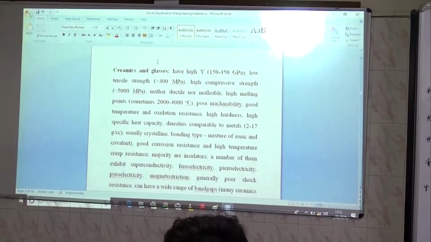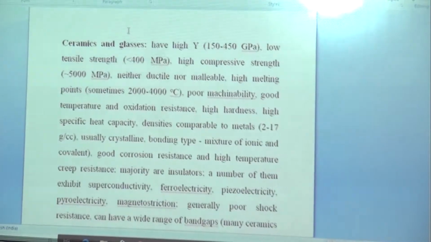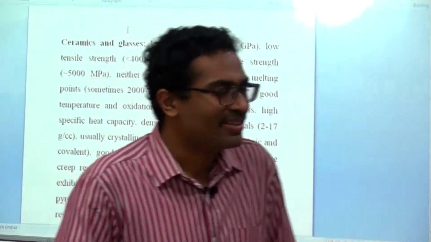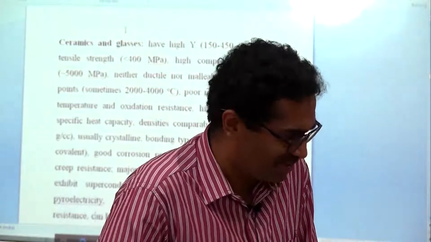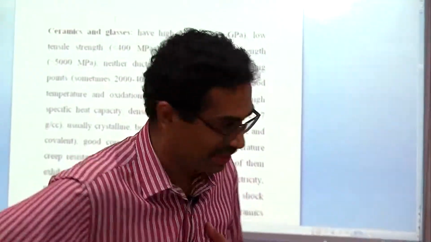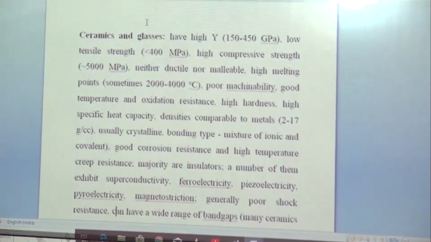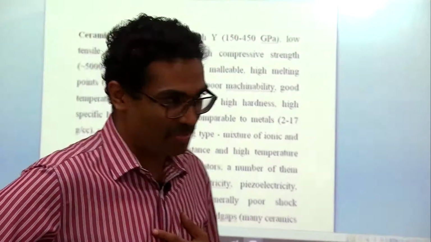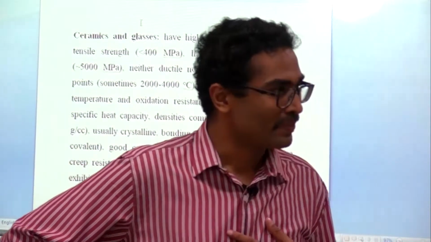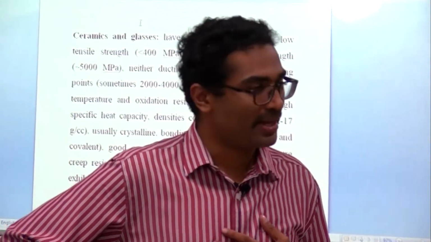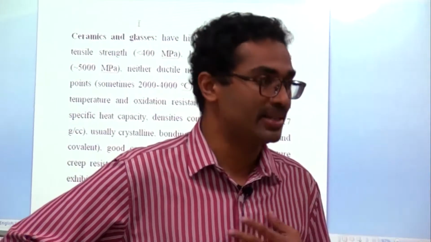Now, would you say that this chalk is either ductile or malleable? This chalk that I am talking about, brick, clays, are they either malleable or ductile? Certainly not. They are not malleable, nor are they ductile, right? Very good. And high melting points. Does that make sense? Ceramics have a high melting point. Can you give me one example wherein ceramics are used for a high temperature application?